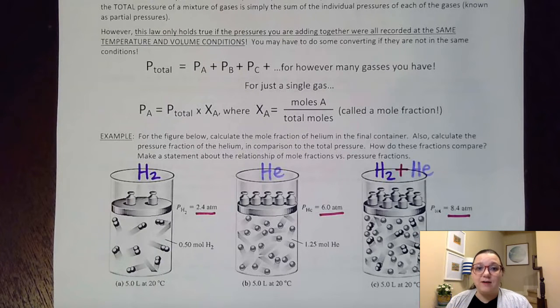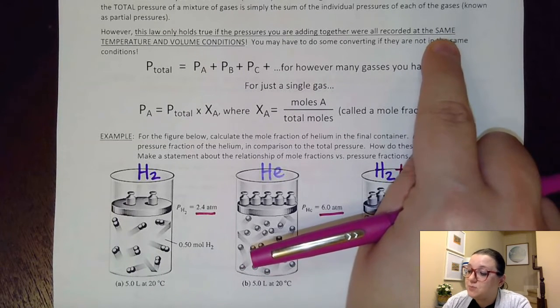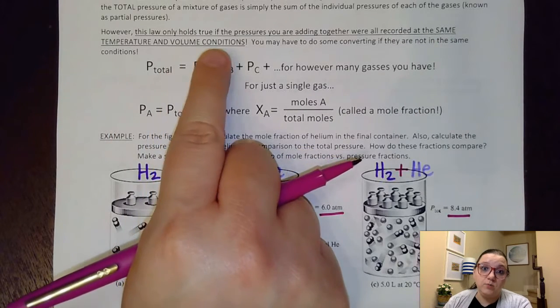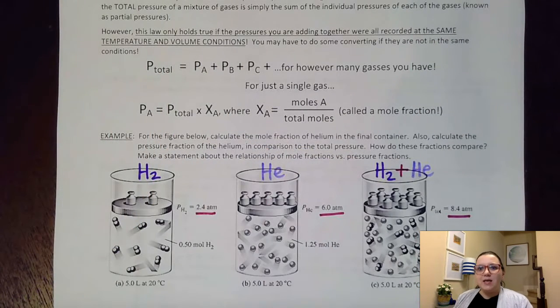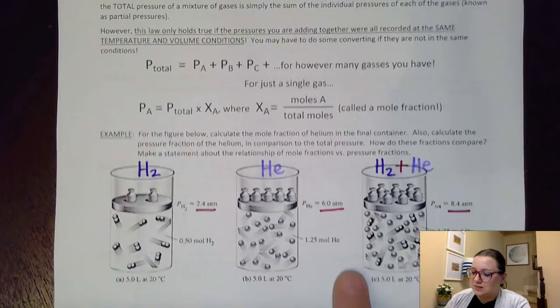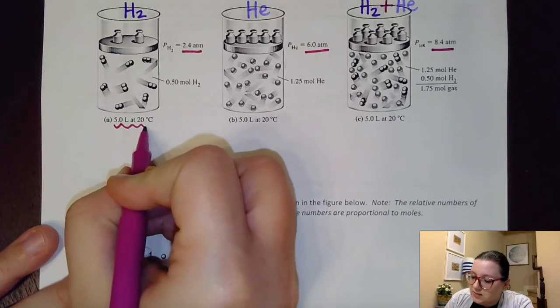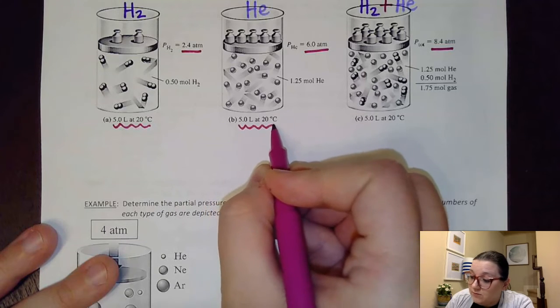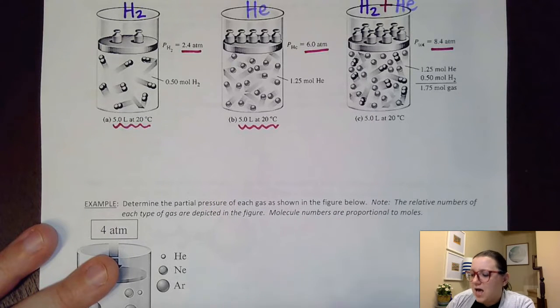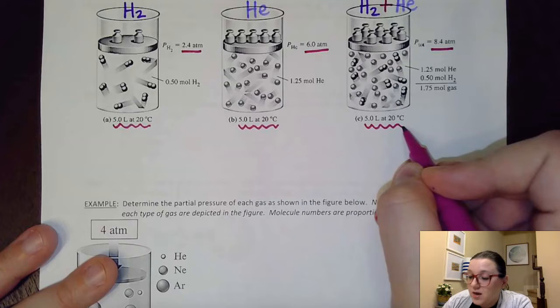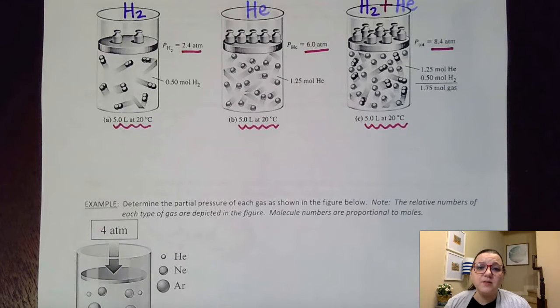However, in order for this to work, there are some very set conditions that we have to have. If you notice up here, it says that they have to be at the same temperature and volume conditions. If we don't have that, then I can't simply add the gases this easily. You notice down here on these pictures, it mentioned that each of these containers was at the conditions of 5 liters and 20 degrees Celsius, as well as the container that I put them into. If they're not at the same set of conditions, I would have to convert them until they were at the same set of conditions, and then I would be able to add them. So we'll see some examples like that here in just a little bit.